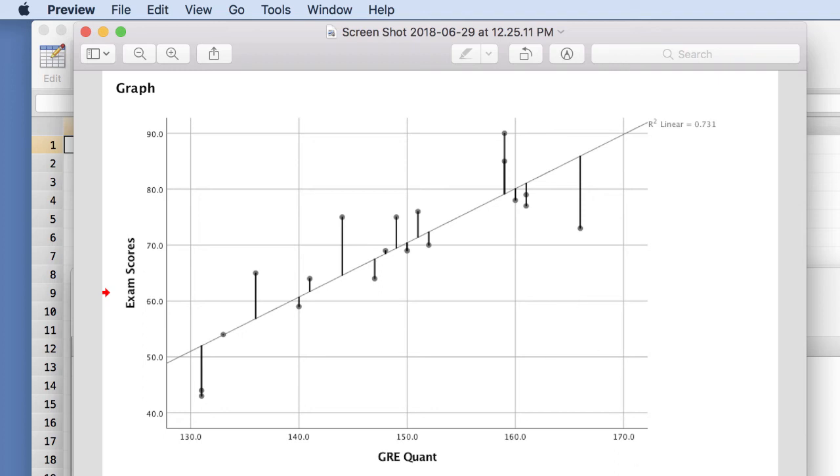Now, the root mean square error is the average of these deviations from the line. So, like a standard deviation, it gives us a sense of, on average, how variable the actual data points are from the regression line, or the line of best fit.